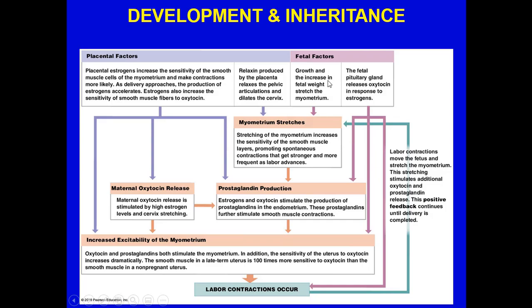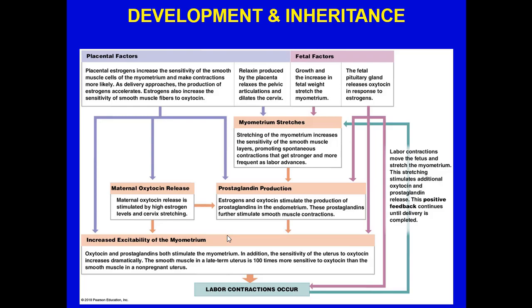Fetal factors: growth and increase of the fetal weight is going to stretch the myometrium. The fetal pituitary gland is going to release oxytocin in response to estrogens. Now, this is going to increase the excitability, if you want to say the irritability, of the myometrium, because now you've got this production of prostaglandins, oxytocin. The maternal oxytocin is going to be released. This is going to be stimulated by high estrogen levels. The cervix is stretching. Estrogen and oxytocin will stimulate the production of prostaglandins in the endometrium. So you've got a 1-2 punch here, and it's going to lead to more excitability of the myometrium.